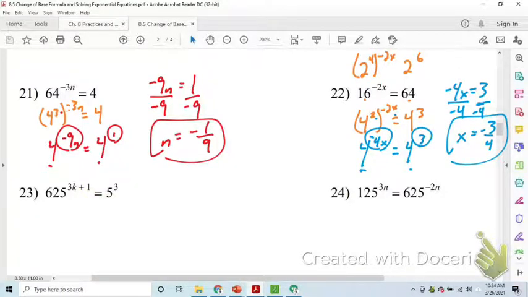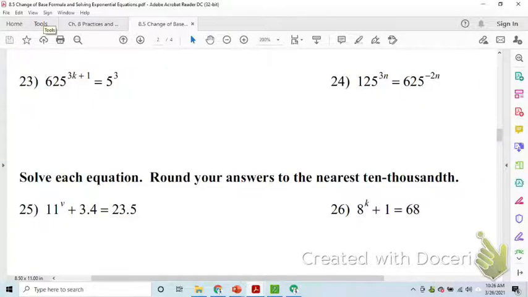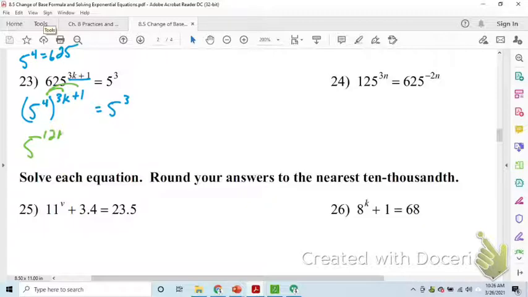Now, because I need some more room, I'm going to scroll. Okay. So that's 5 to the third, which is great. I'm going to leave that 5 to the third. 625, that is the same thing as 5 to the fourth. So this is actually 5 to the fourth, but that's still to the 3k plus 1. Now it's a power of a power. So I'm going to take this and distribute it. Kind of wild. So it's 5 to the 12k plus 4, and that's equal to 5 to the third. They have the same base, so we can set the exponents equal to each other. So this will be 12k plus 4 is equal to 3.